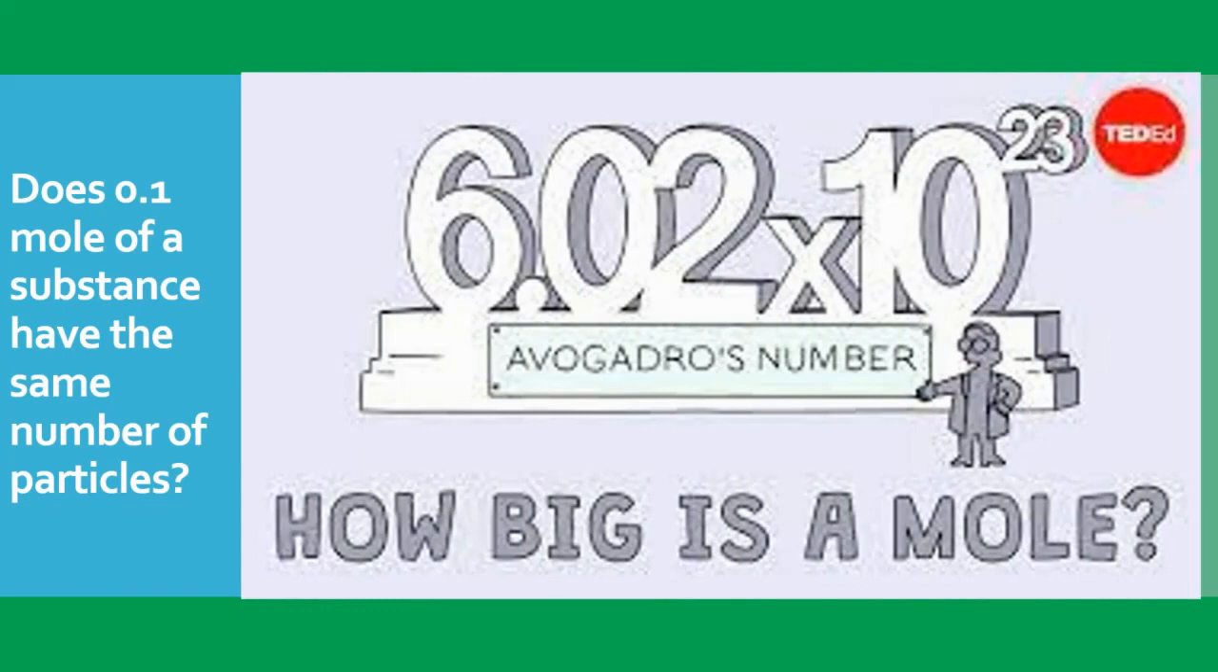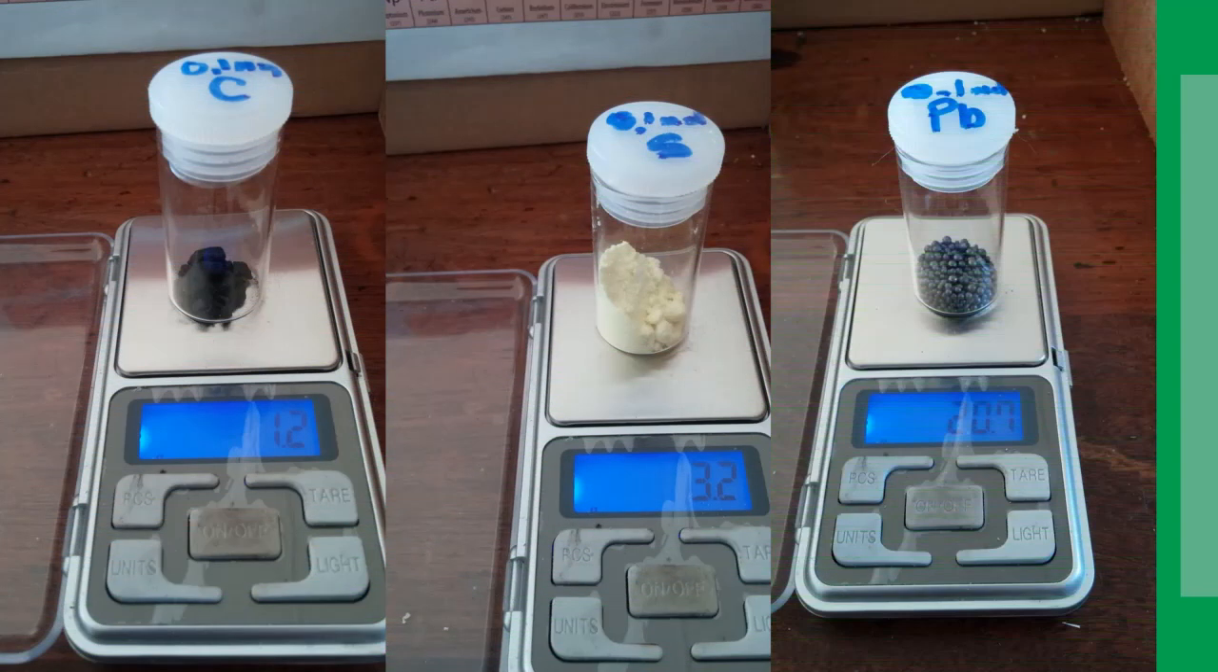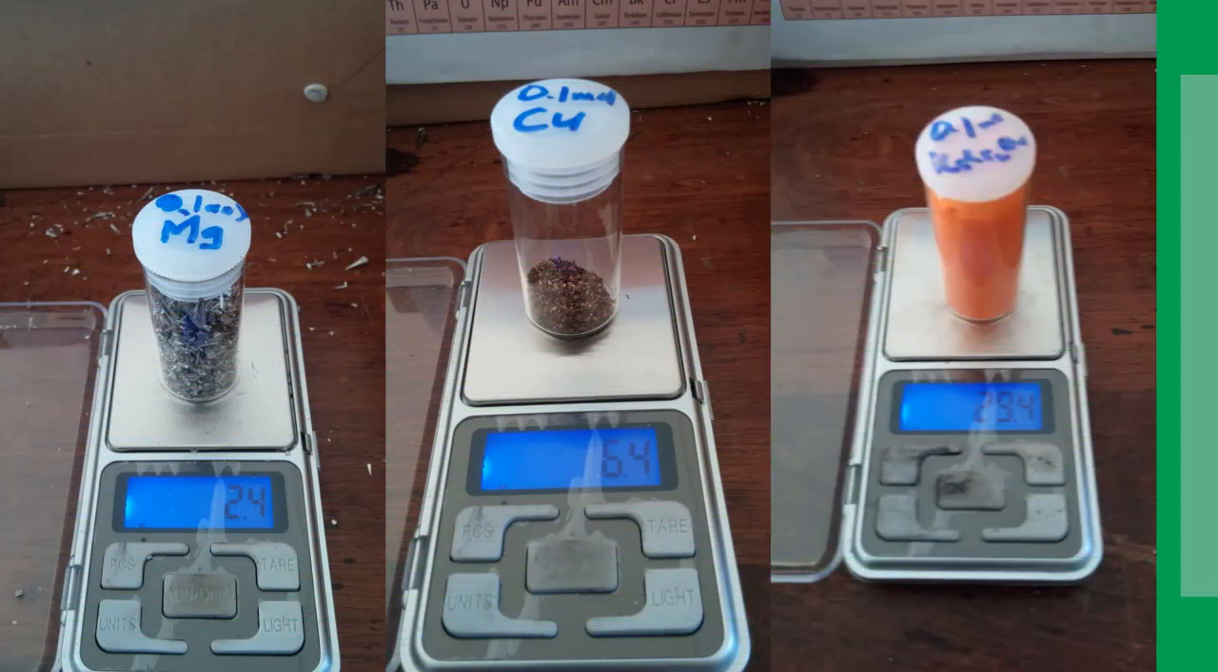I want you to think of the following. If I had 0.1 mole of substances, how many particles are in there? So there is 0.1 mole of carbon. It has a mass of 1.2 grams. Of sulfur, 3.2 grams. Of lead, 2.07 grams. That's 0.1 mole. Then for magnesium, 0.1 mole has a mass of 2.4 grams. Copper has a mass of 6.4 grams.